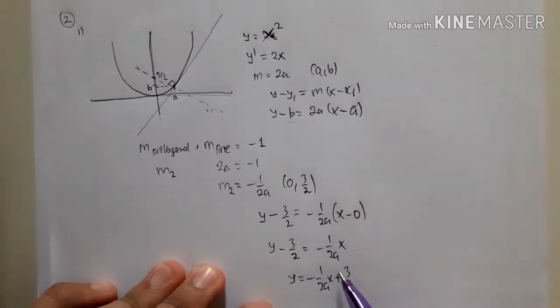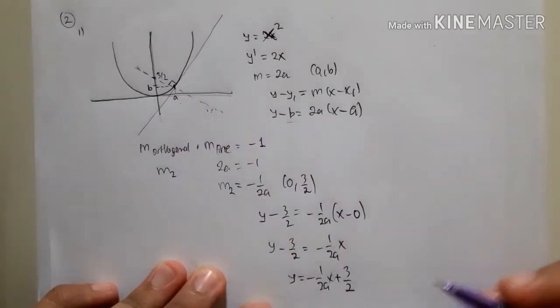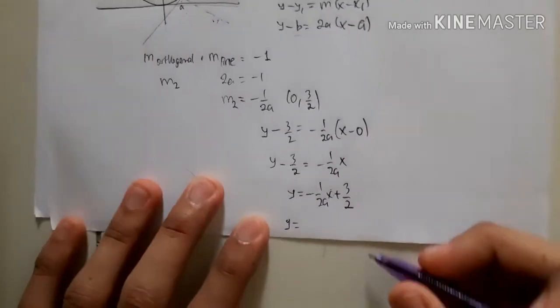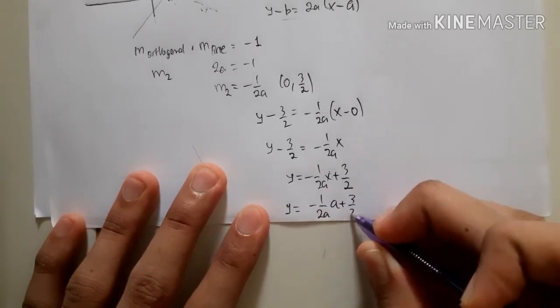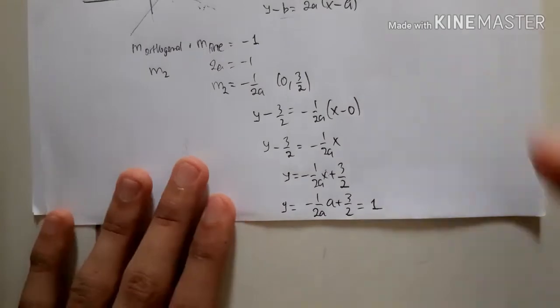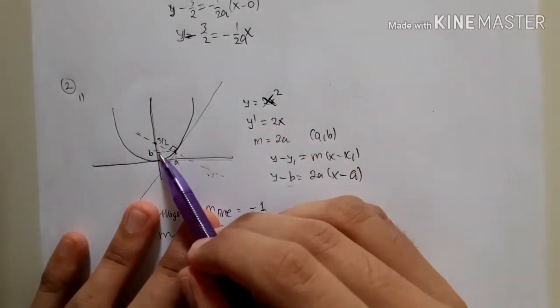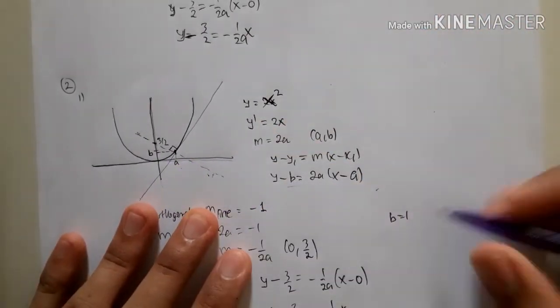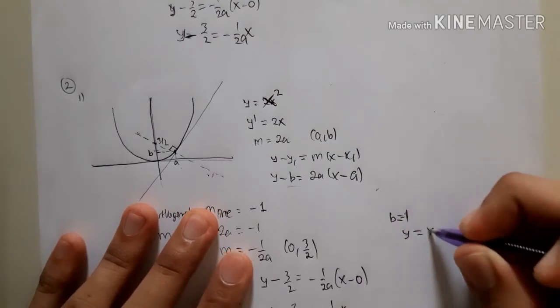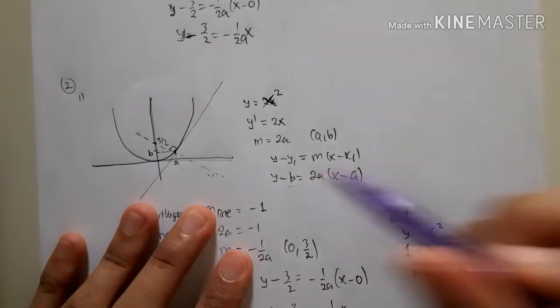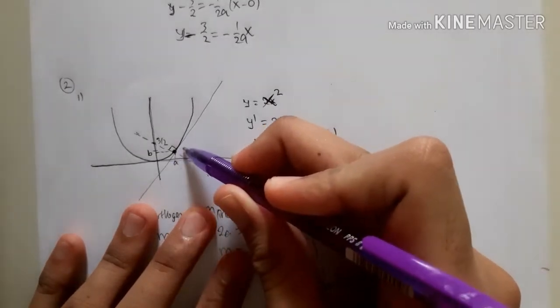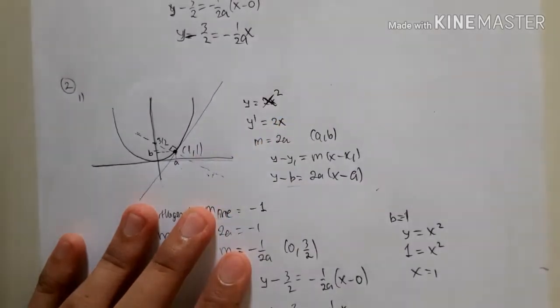Now you can see that this x is the variable for the x coordinate, and the x coordinate is a, so we can substitute that: -1/(2a) times a plus 3/2, so that is 1. So we got that the y coordinate is 1, so b is 1. And remember that in y equals x squared, if y is 1, then x is also 1. Now we have the point of this intersection, which is (1, 1).